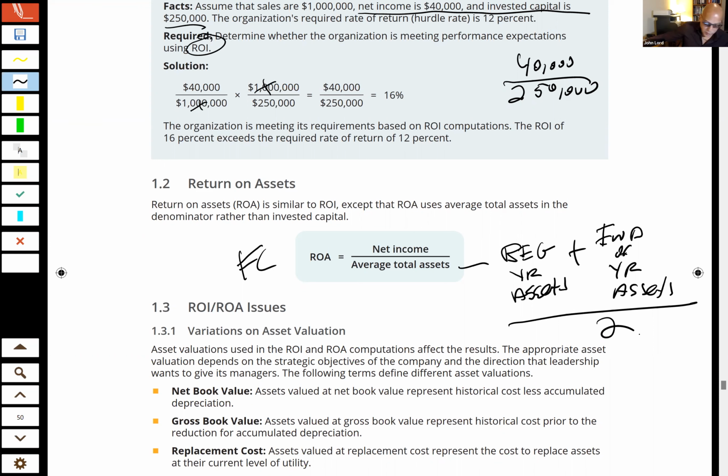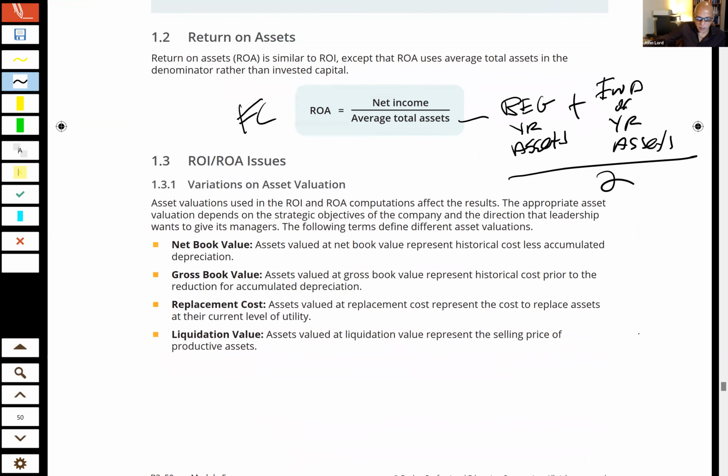Now, when we are looking at the assets, there are different measures. Okay, asset valuations. The asset valuation used in ROI and ROA computations affects the results. The appropriate asset valuation depends on the strategic objectives of the company. So let's look at some different things that could be used, and you can flashcard these, although they're pretty obvious. Yeah, flashcard them, but you really just need to read the directions of the question and see what they're telling you management has chosen to use for these.